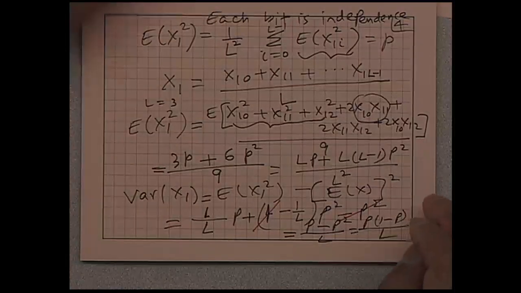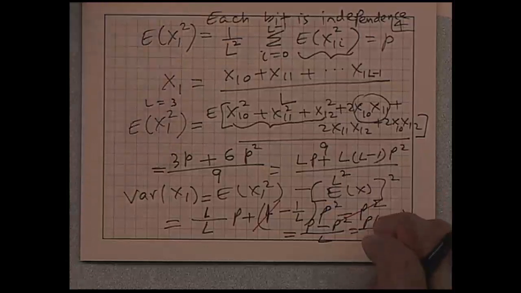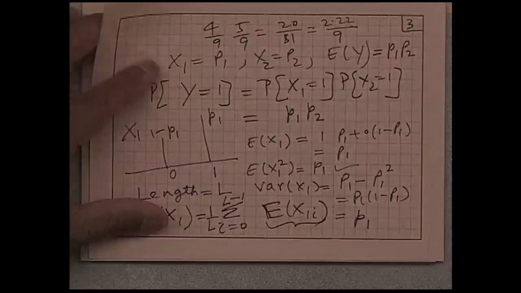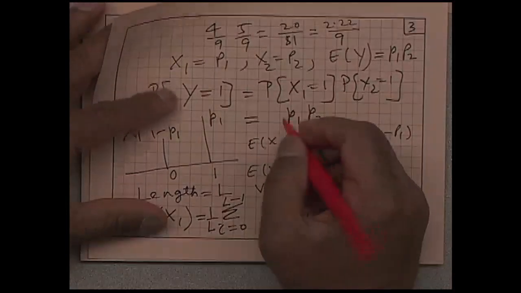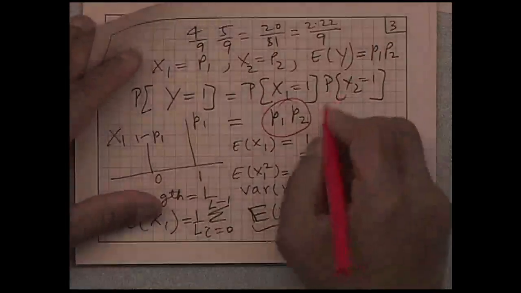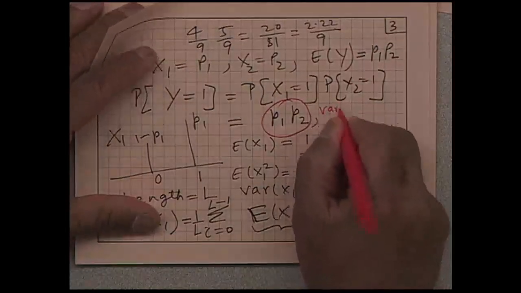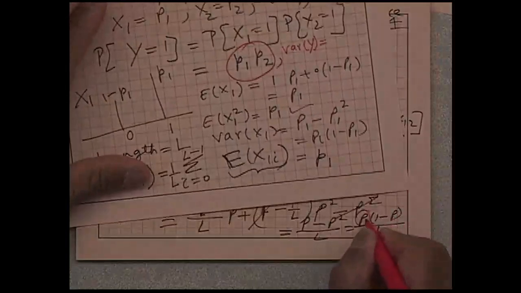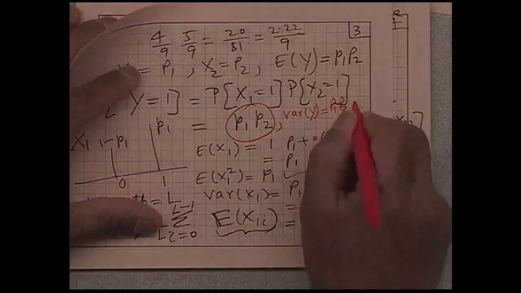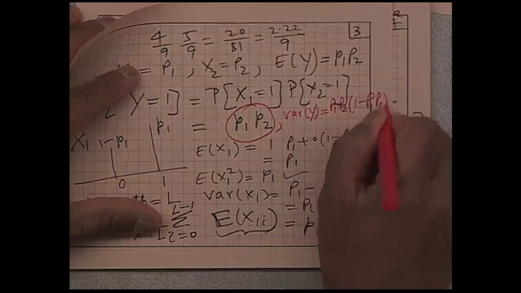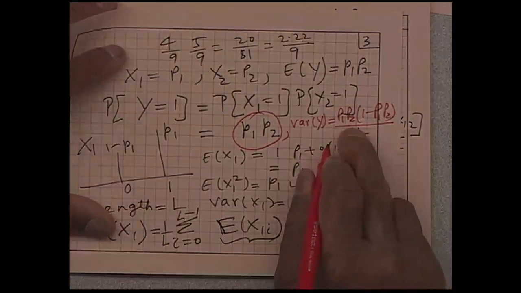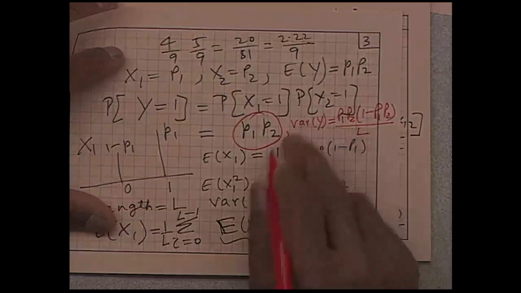Okay, so for large L, if I assume the product Y to have mean P1 P2, just like the mean of x1 was P, then the variance of Y is going to be, just replace P here, P1 P2 times 1 minus P1 P2 by L. Now as the number of bits in the unary bit stream, the length, increases, the variance comes down.